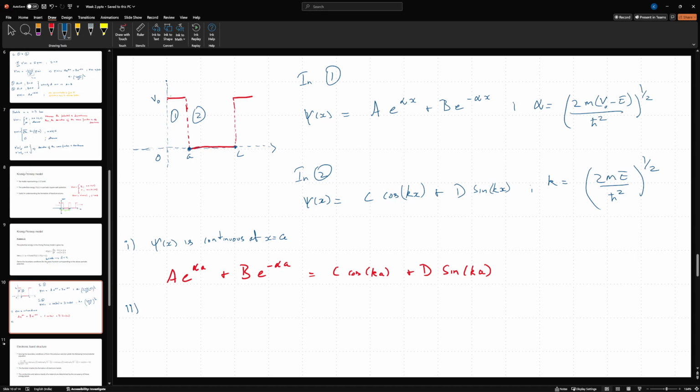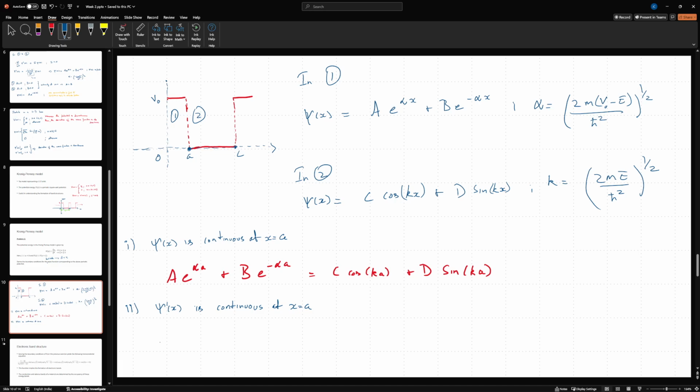However, it is constant on both ends. Its derivative is well defined, and in fact its derivative is also 0. So for such special conditions, it is required to take the continuity of the derivatives also. That will give us the second equation, which is that psi dash of x is continuous at x equal to a.